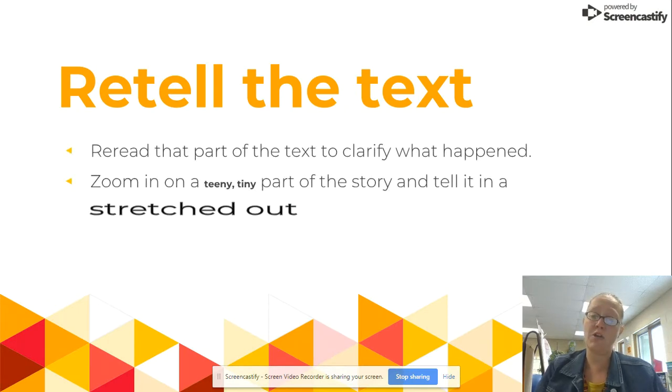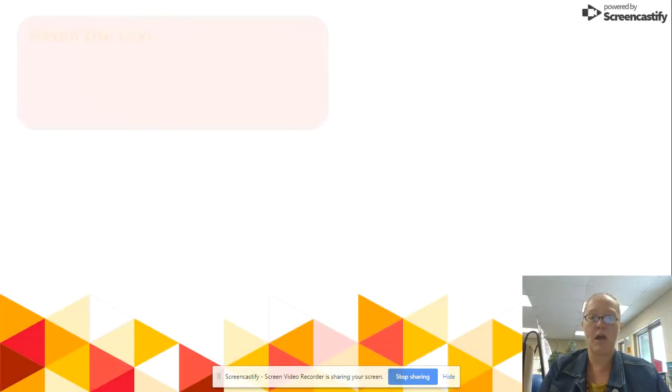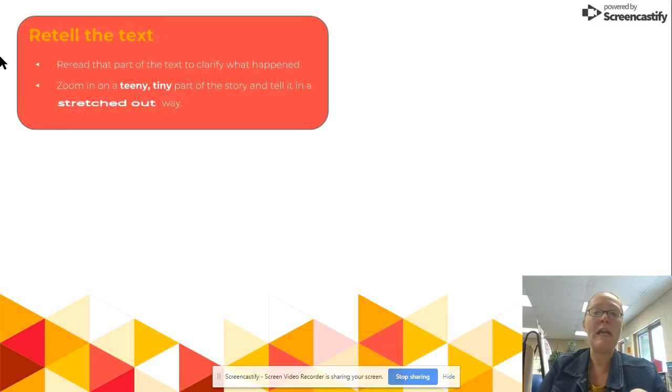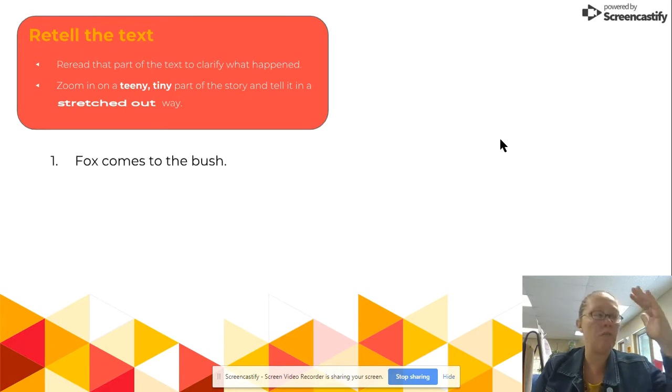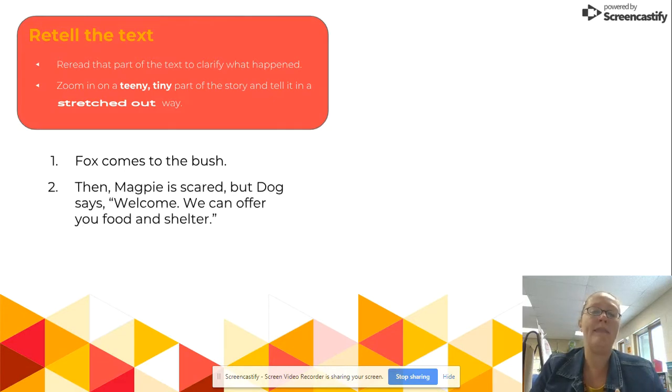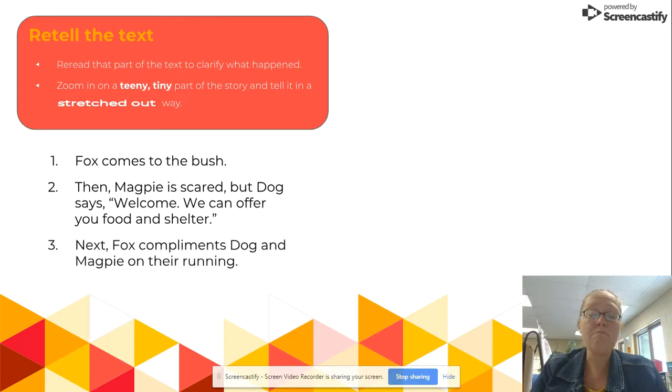I want to make sure that I understand what happened, and then I'm going to zoom in on a teeny, teeny, tiny part of the story, and I'm going to stretch it out to show the point that I'm trying to make. So here are the steps up here so you can see what I'm doing. First, I'm going to reread that part of the text and just make sure I understand the event. So Fox comes to the bush, and then Magpie is scared, but Dog welcomes him. The next thing that happens is that Fox compliments Dog and Magpie on their running.